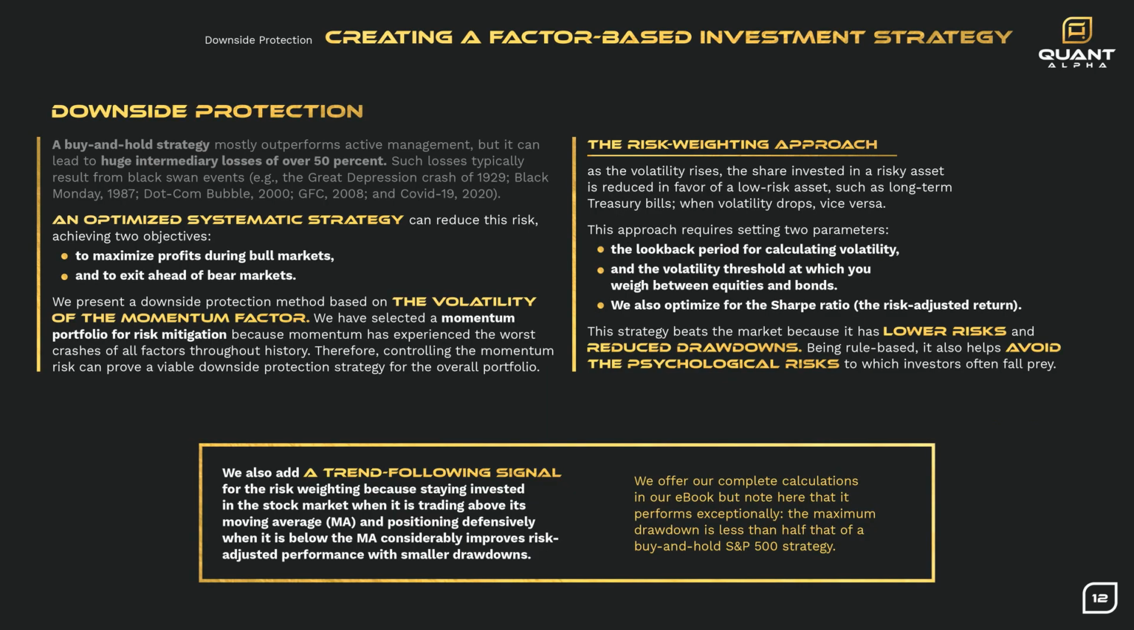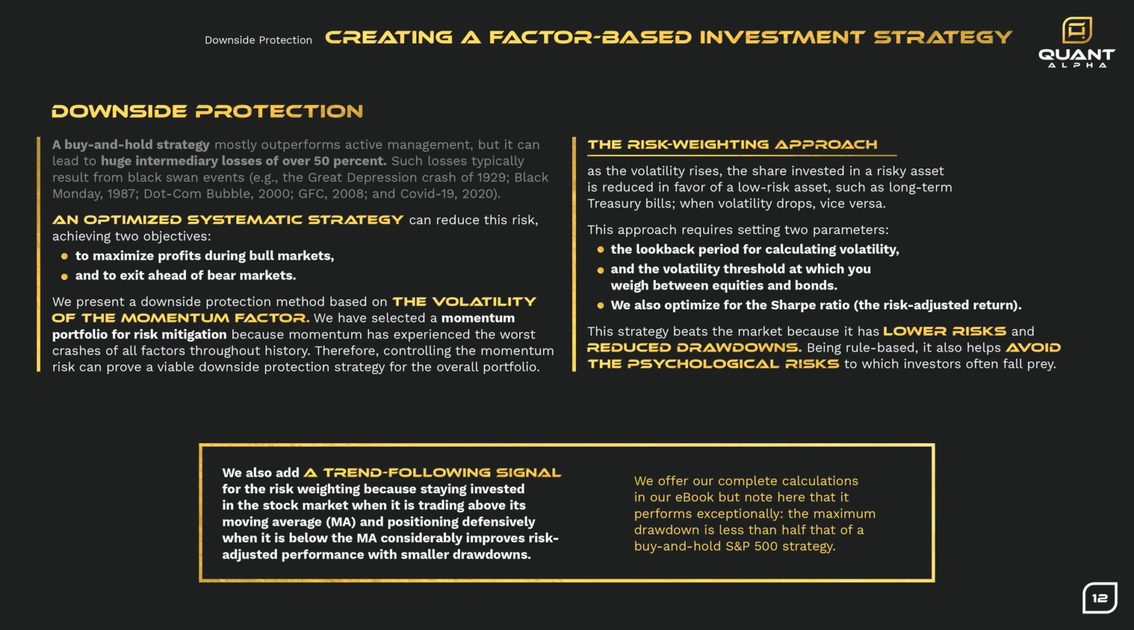A buy and hold strategy mostly outperforms active management, but it can lead to huge intermediary losses of over 50%. Such losses typically result from black swan events. For example, the Great Depression crash of 1929, Black Monday 1987, dot-com bubble 2000, GFC 2008, and COVID-19 2020. An optimized, systematic strategy can reduce this risk, achieving two objectives: to maximize profits during bull markets and to exit ahead of bear markets. We present a downside protection method based on the volatility of the momentum factor.